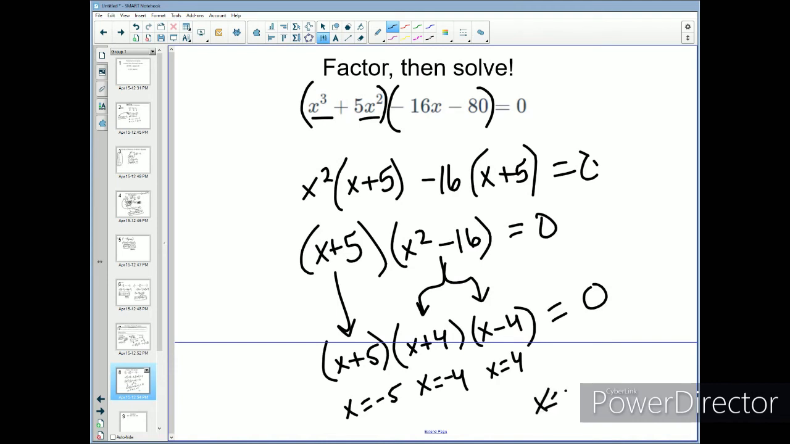Oh, that's weird looking. Negative 5, negative 4, and 4. There's your solution set. Three numbers this time. And oftentimes when you're dealing with a cubic, you get 3 numbers. Just like when you're dealing with a quadratic, you get 2 numbers. Yeah, a cubic, you normally get 3 numbers. There you go. All right, let's do another one.